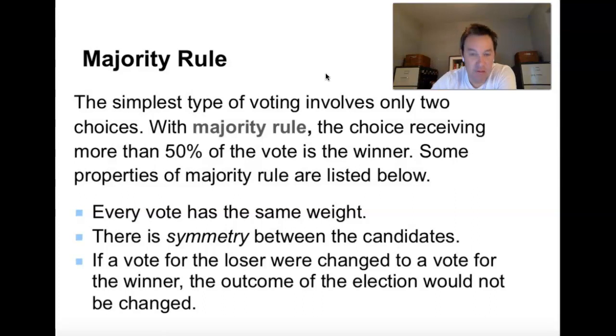All right. So the simplest type of voting involves only 2 choices, and with majority rule, the choice receiving more than 50% of the vote is the winner. Some properties are listed here. Every vote has the same weight. There's symmetry between the candidates, and all this means is that if one loses a vote, the other would gain that vote because there are only the 2 choices. If a vote for the loser were changed to a vote for the winner, the outcome of the election would not be changed.